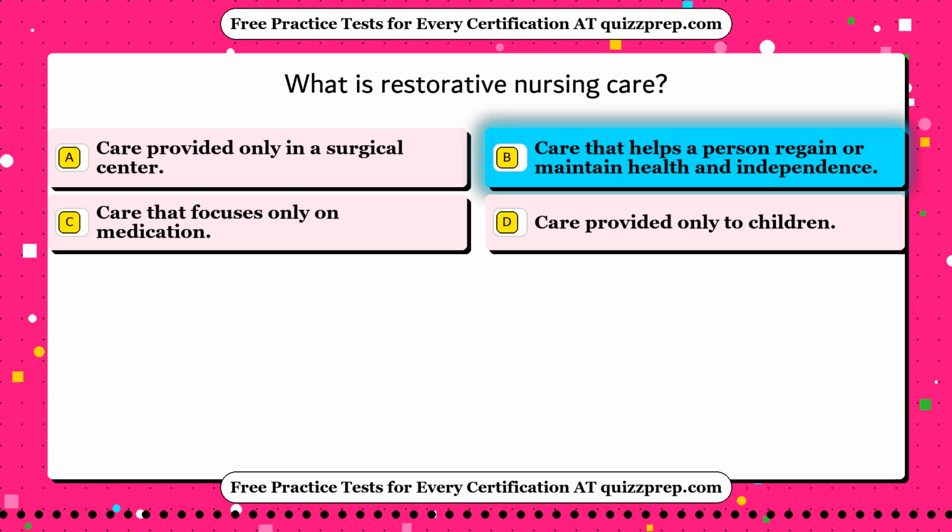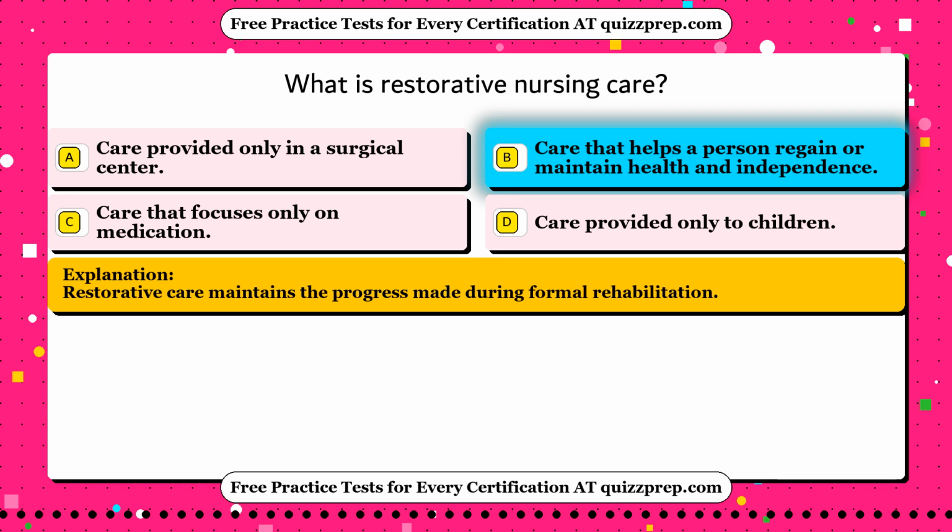The correct answer is option B. Care that helps a person regain or maintain health and independence. Restorative care maintains the progress made during formal rehabilitation.